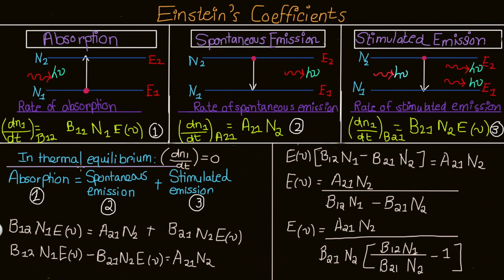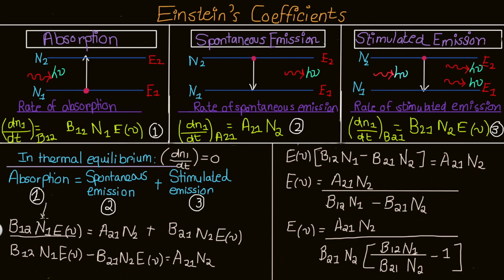And next, we're going to see that in thermal equilibrium, this change in number density of atoms per unit time is equal to 0, because N2 and N1 are both constant. And when that is the situation, we see that absorption equals spontaneous emission plus stimulated emission. And I've plugged in these equations for absorption. So rate of absorption is B12 N1 E nu. So I've plugged it in over here.